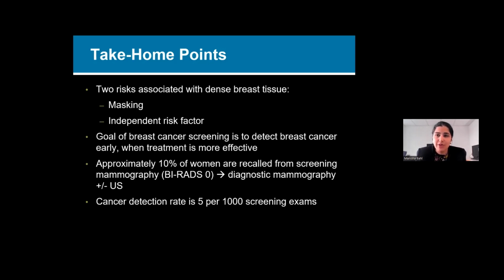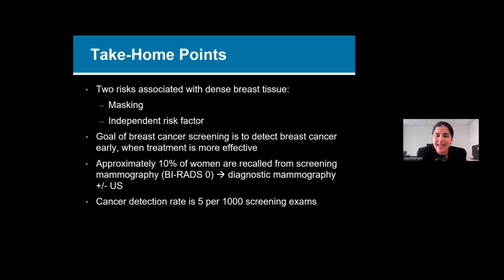The importance of breast density is twofold. First, dense tissue can mask abnormalities and therefore decrease the sensitivity of mammography for the detection of cancer. Second, the presence of dense tissue has been identified as an independent risk factor for the development of breast cancer, independent of that masking effect.